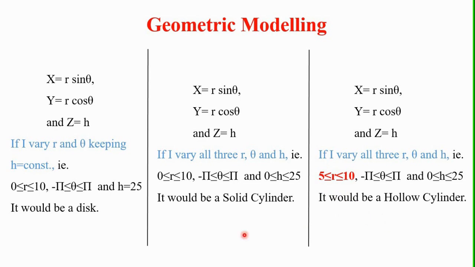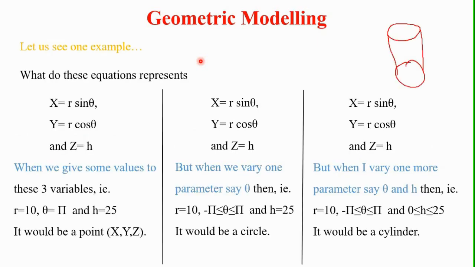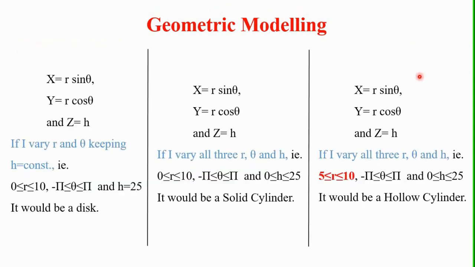So in this way, when we vary unknown parameters in these equations, we get different entities. In the first case, we got a point having some coordinates x, y, z. Here, we got a circle. Here, a cylinder. Then a solid disk, and a solid cylinder by varying all three parameters. And similarly here, a hollow cylinder. So from wireframe modeling to solid modeling, we can see how modeling is possible with the help of variations in the parameters of these equations.